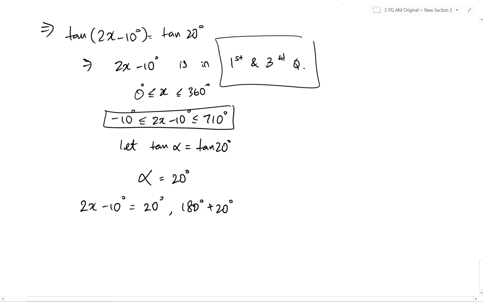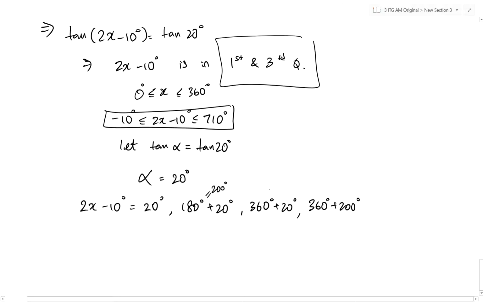Is there any reason to minus 360? I will fall out of the range, isn't it? But is there a reason to plus 360? Yes, okay. So 360 plus 20. Do I need to take 360 plus 200? Because this is 200, right? Still can. Okay, 360 plus 200. Any more or not? No more already.